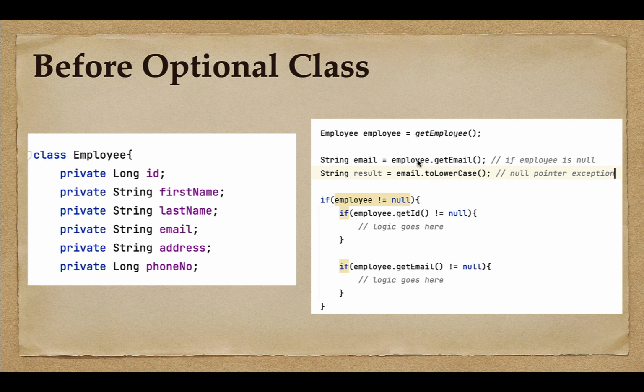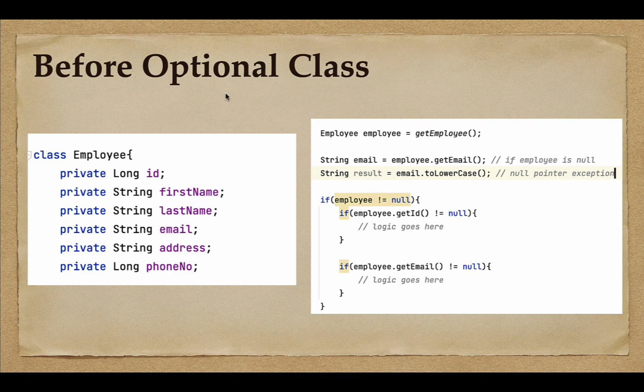And in order to avoid this kind of null pointer exception, we add null checks, right? For example, employee not equal to null, and within that employee.getId not equal to null, and again employee.getEmailId not equal to null. So here we have just added a null check for these two fields. What if we have a requirement to add a null check for other fields? Basically we need to write a lot of null checks over here. So adding this kind of null checks is not a good practice, isn't it? We have to provide some solution for this.